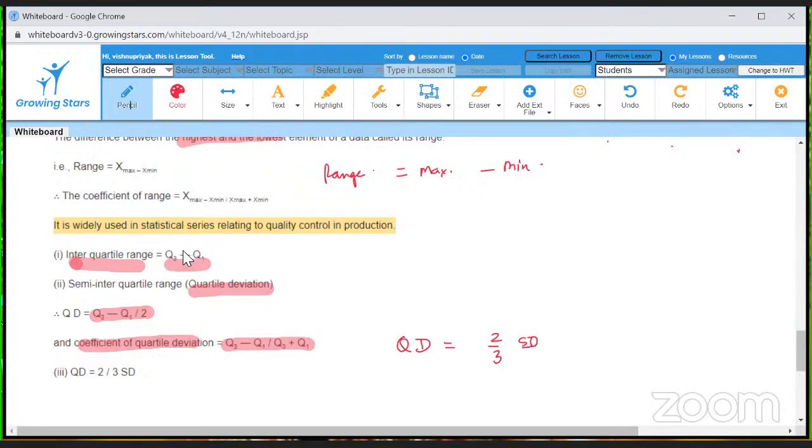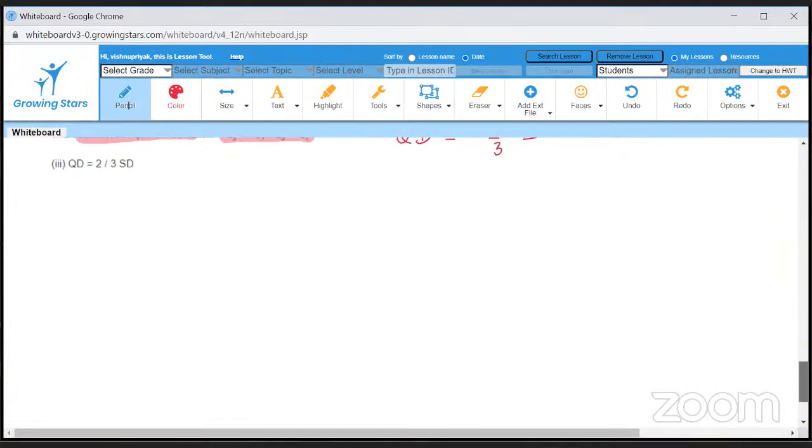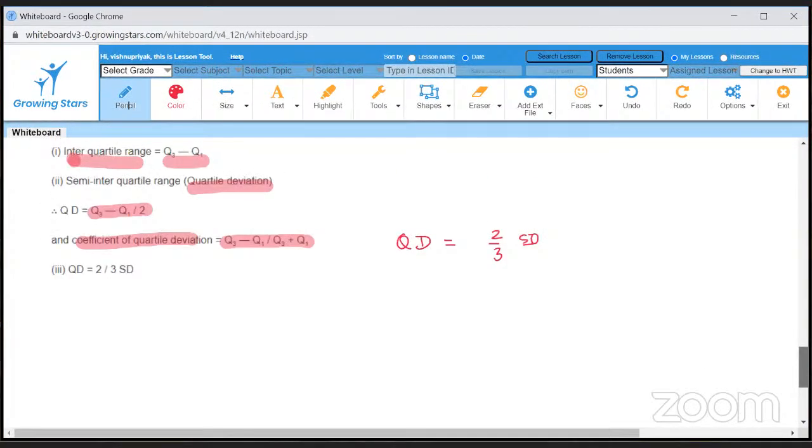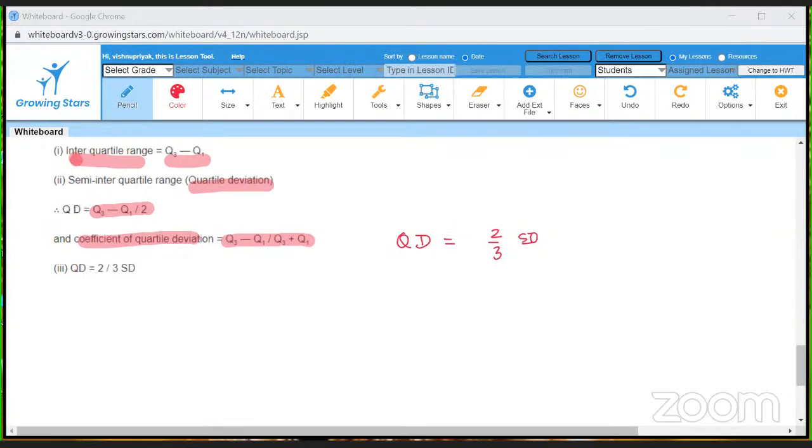Just now I told you what are quartiles: Q1, Q2, Q3, Q4, like that. So if you want all these, you have to memorize these formulas. What are quartiles? What is semi-quartile range? What is interquartile range? And these also, if you do problems, you will understand better.